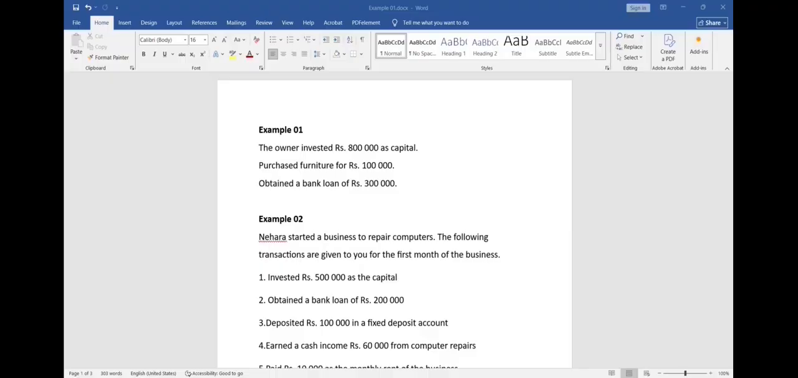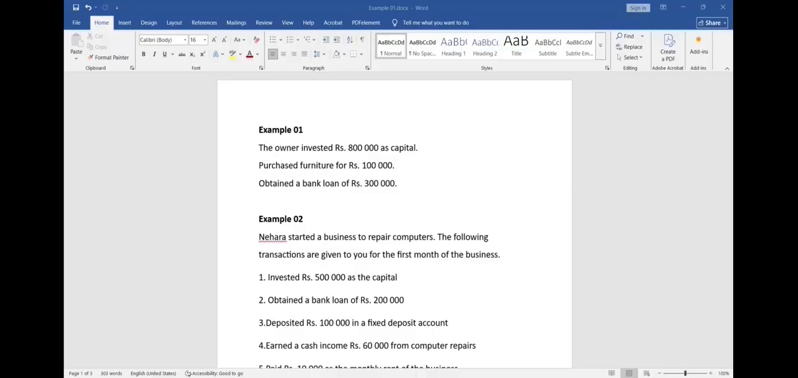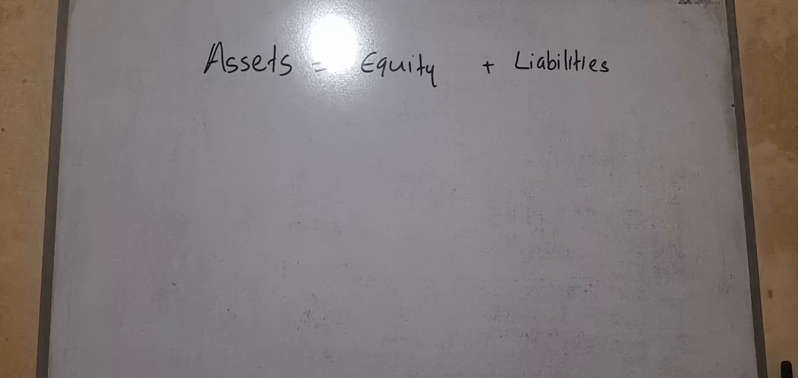Now let's discuss these examples. Look at example number 1. The owner invested 800,000 as capital. Now let's see how to write this transaction in the accounting equation. When we are solving an accounting equation problem, firstly we should write the equation. What is the accounting equation? Assets equal equity plus liabilities. Now what is the first transaction? The owner invested 800,000 rupees as capital.